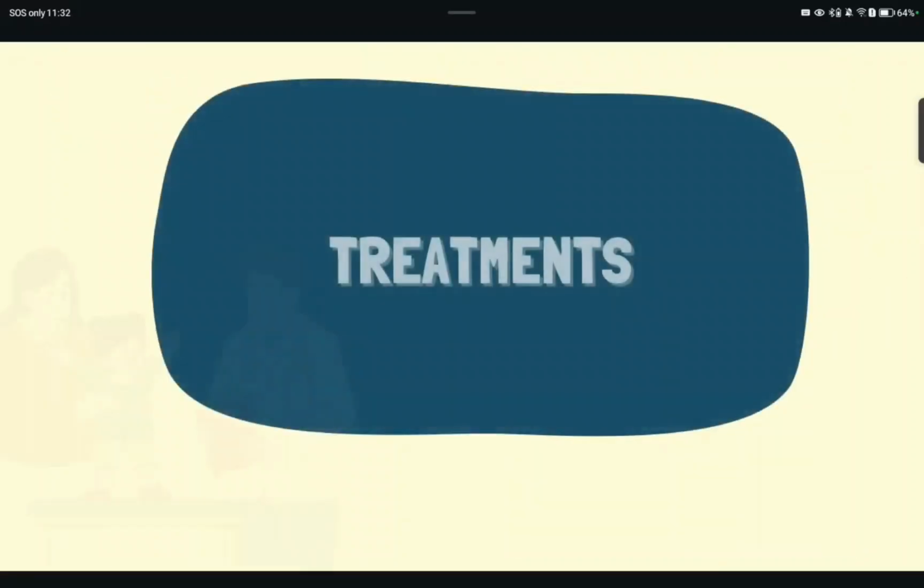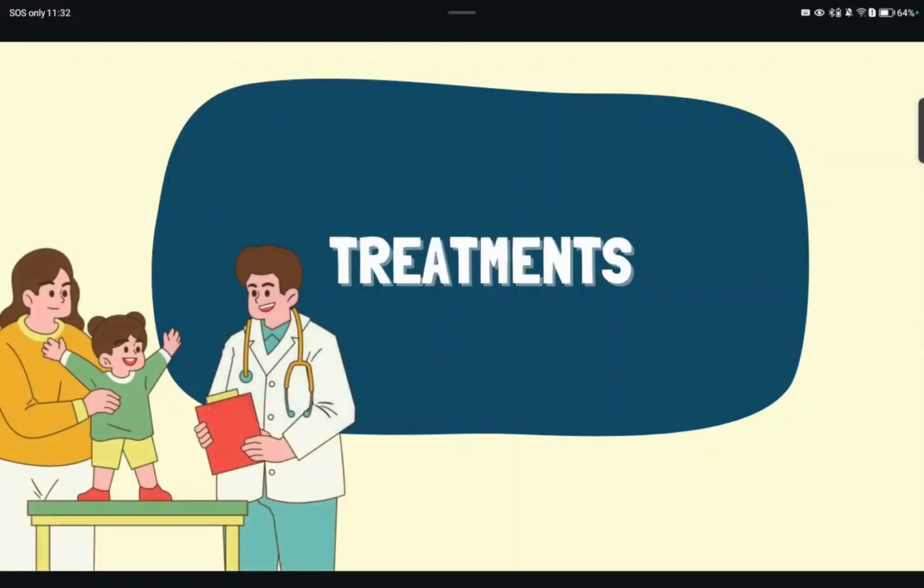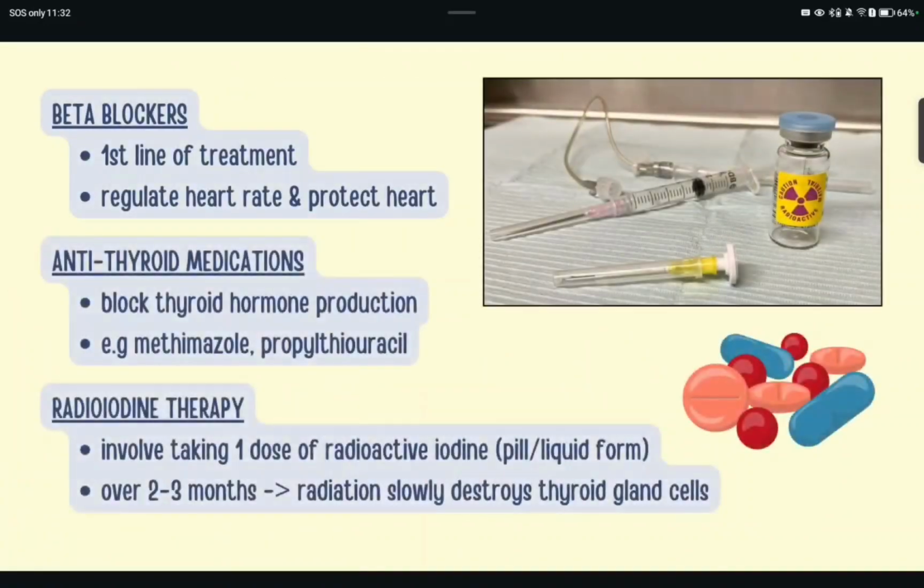Next up, I will be talking about treatments that are available to manage these symptoms of hyperthyroidism. So first off, there are beta blockers, which are usually the first line of defense. They are used to regulate the heart rate and protect the heart because, as we know, a person with hyperthyroidism has a rapid heartbeat, which in the long term can eventually damage the heart.